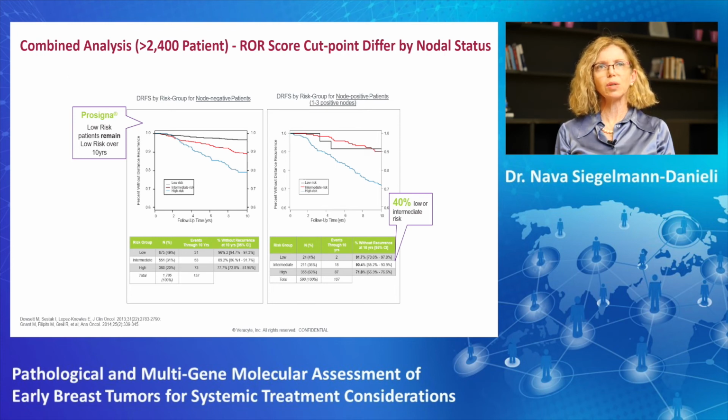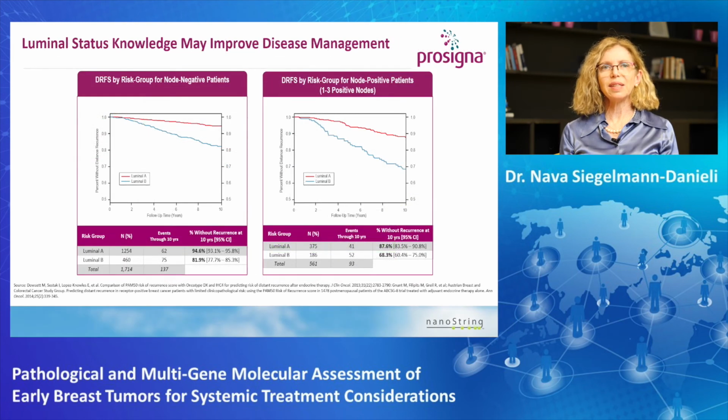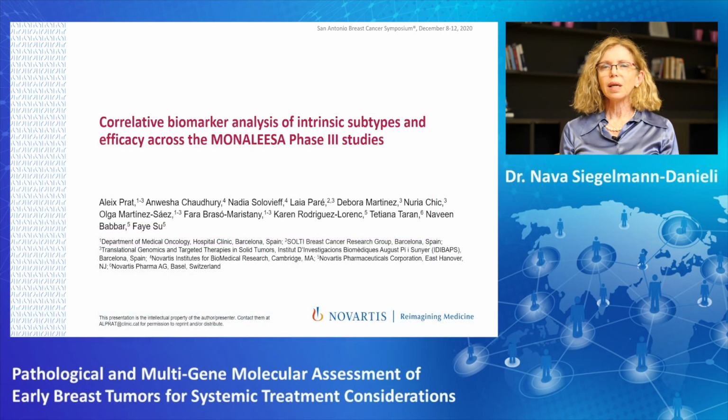And here they show some combined analysis where the ROR can differentiate between patients with low, intermediate, and high risk, and they show that, again, the majority of the patients with node negative, about 70%, will not benefit from chemotherapy. And on the right side, they show the node positive patients, and here about 40% will not need chemotherapy according to their test. And here they show that the intrinsic subtype gives additional value in addition to the ROR.